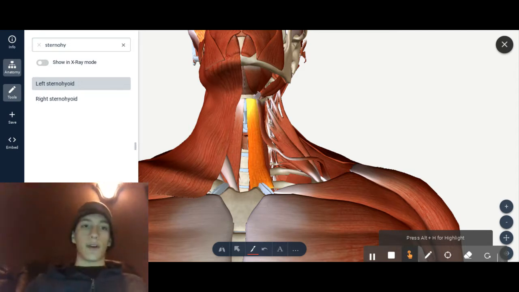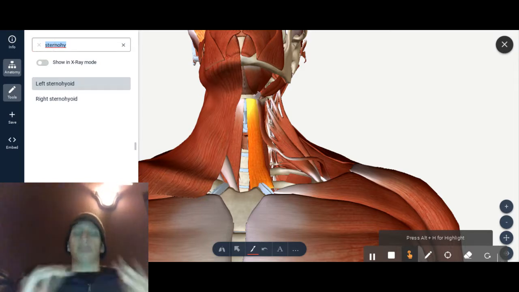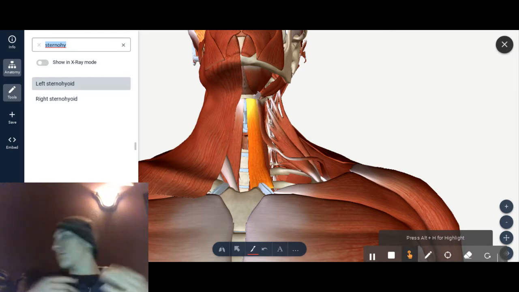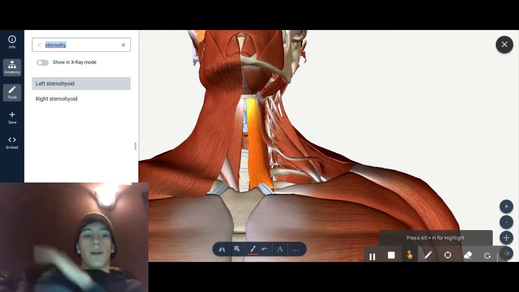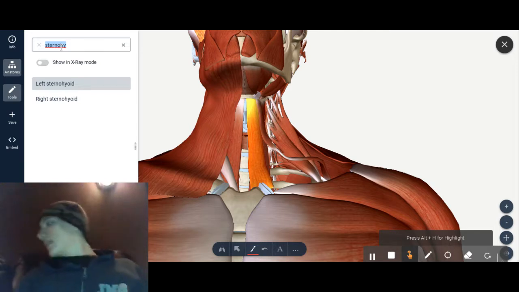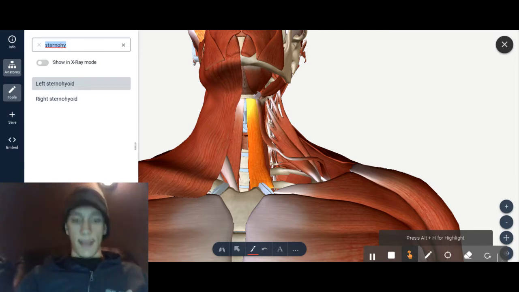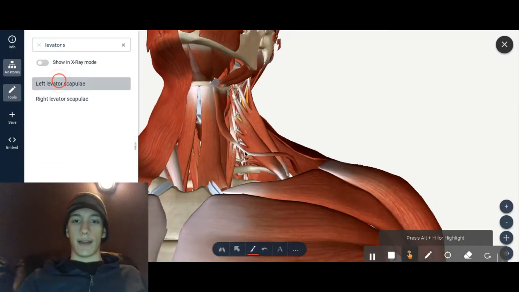Next we're going to look at the levator scapulae. If all the origins and insertions are freaking you out, don't worry, because most of the muscles we're going over have very close or the same insertion and origin. Like a lot of the muscles in your arm attach right here or right here. So don't worry yourself too much. Next muscle will be the levator scapulae. Let's go to the left one because I like the left side.